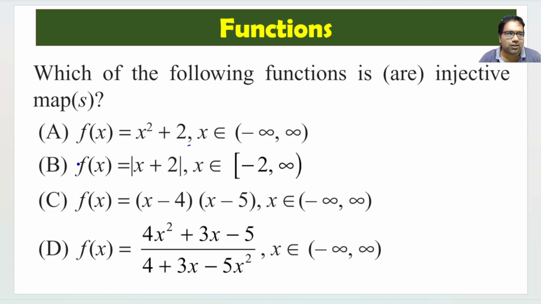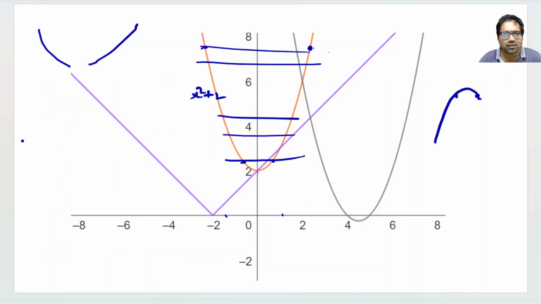Now absolute value of x plus 2. How does it look? Absolute value of x will look like this, right? This is the absolute value of x. When x is positive, y equals x. When x is negative, y equals minus x. For example, x is minus 2, y will be minus of minus 2, which is plus 2. Okay, so this same graph, absolute value of x plus 2.